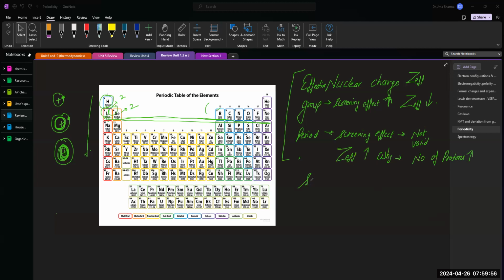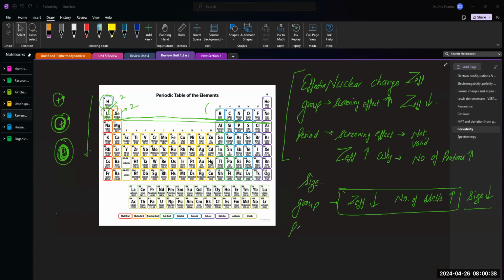Second, size. Size can be explained with the help of Z effective. So down the group, what is happening to Z effective? Decreasing. Attraction is decreasing. What is happening to the number of shells? Increasing. So what is happening to size? Decreasing. So with the help of these two factors, you can very easily explain why the size is decreasing down the group. So please make notes of this.